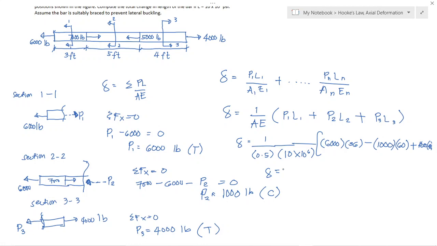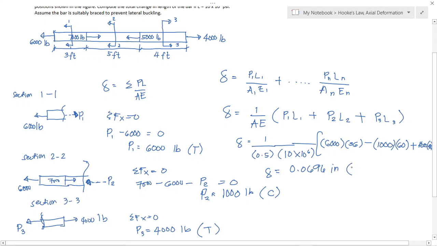Okay, so the final answer, the total deformation is positive 0.0696 inch. So, therefore, siya ay lengthening. Or kapag positive, obvious na yon. So, this is the final answer. So, this is the total deformation. Total deformation is 0.0696 inch. So, sa mga ganitong type of problem, ganito ang gagawin, class. Okay.